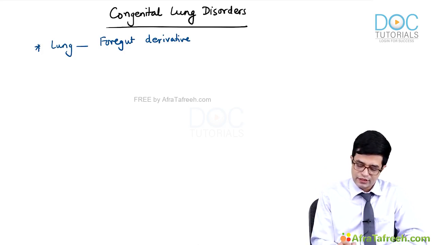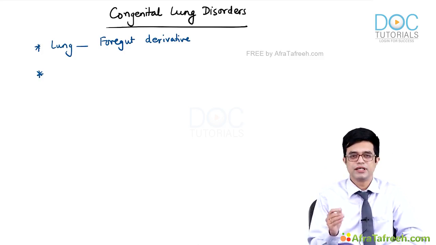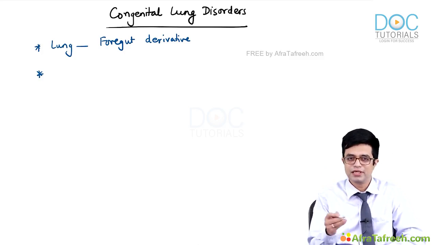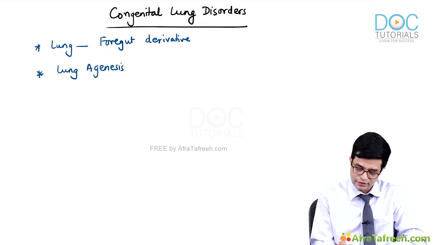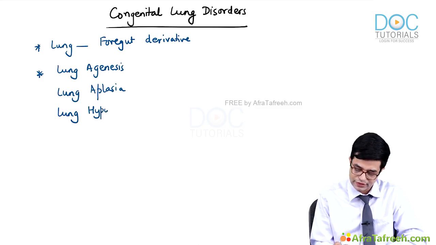Now you will find terms in congenital lung disorders which are similar sounding. You find terms known as lung agenesis, lung aplasia, and third is lung hypoplasia. They sound like each other, but they are not the same.